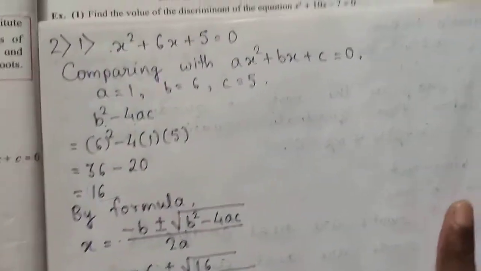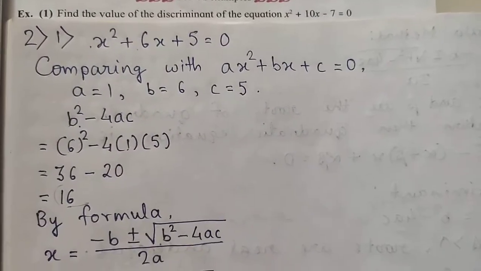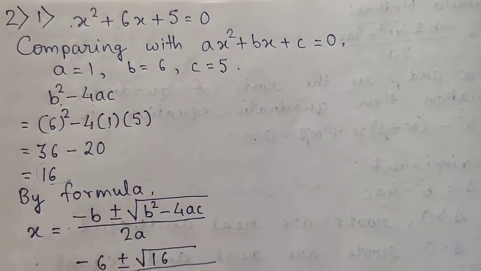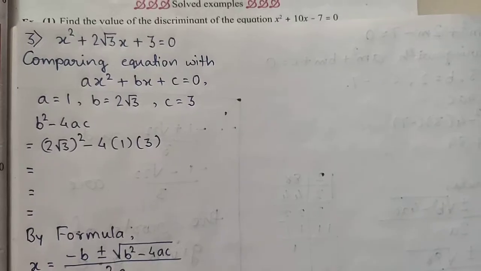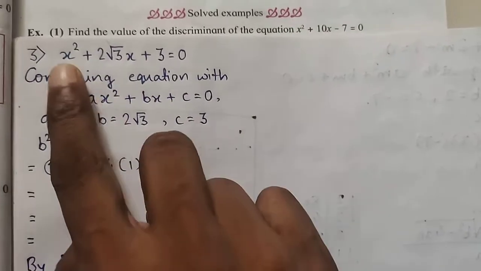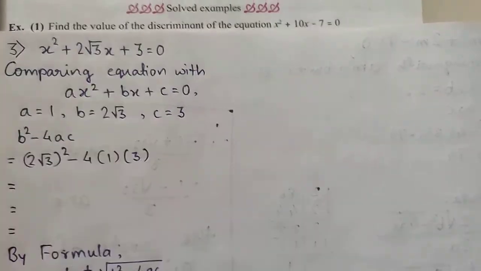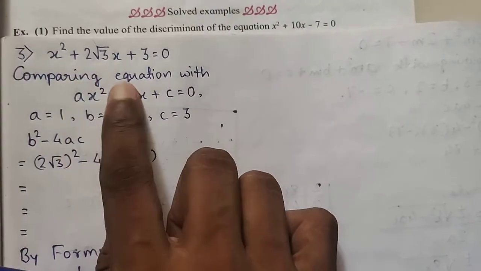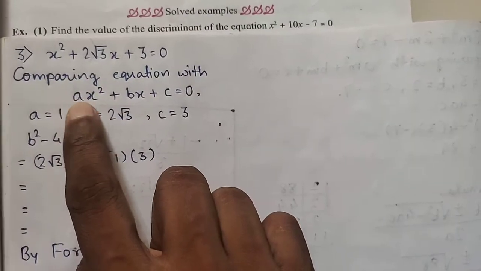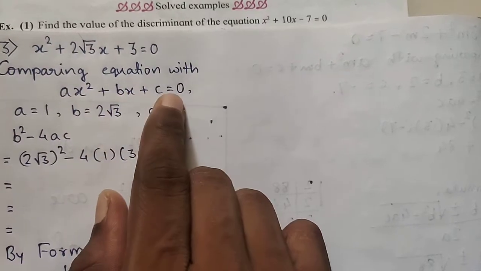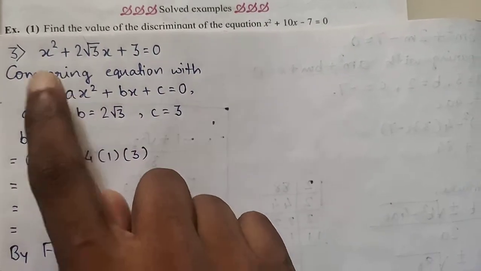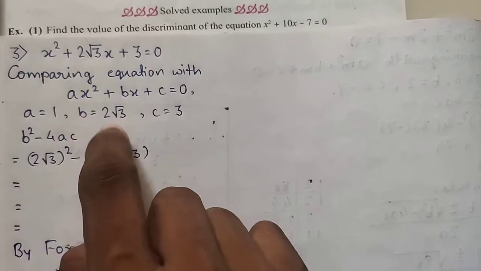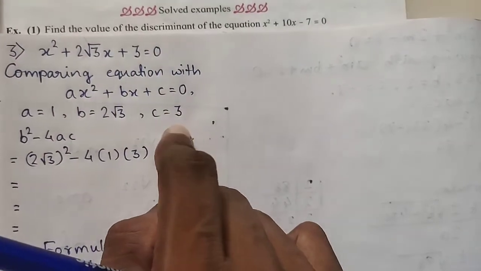Now see, I have already written the question. You can see the question: x square plus 2 root 3 x plus 3 equals 0. Now your first step is to compare this equation with the standard one, that is ax square plus bx plus c. If you compare, you get a value 1, b value 2 root 3 and c value 3.